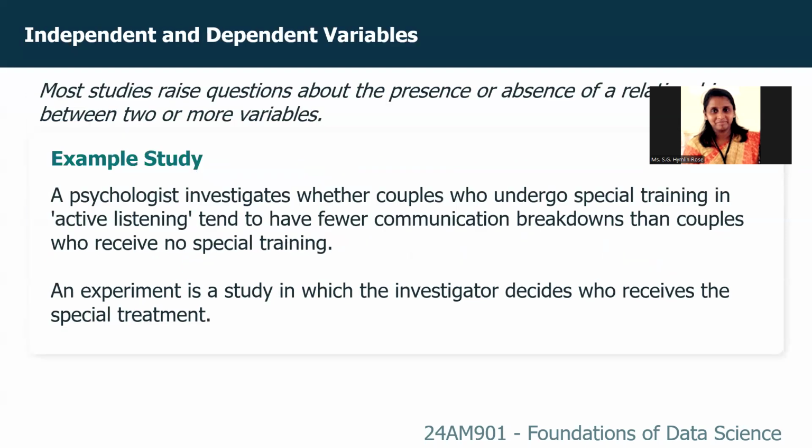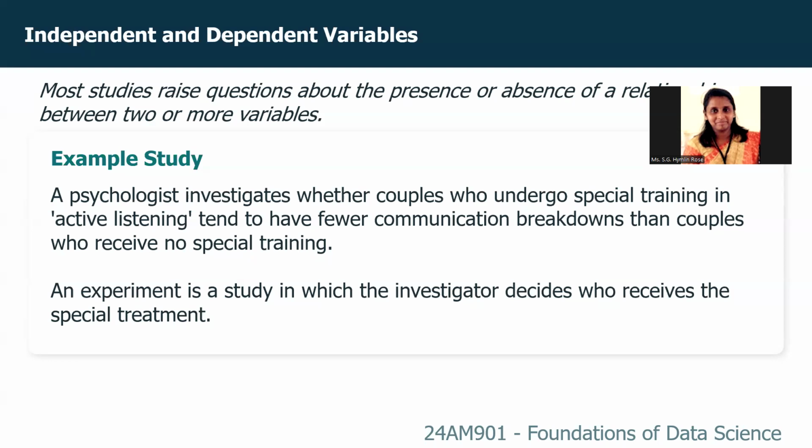Next are independent and dependent variables. Most research studies and experiments investigate relations between two or more variables. Understanding this is done by categorizing them as independent variable and dependent variable. What is the dependent variable? The dependent variable is the variable that is measured or observed as an outcome. It is believed to be influenced or caused by the independent variable. It is measured, counted, or recorded by the investigator.